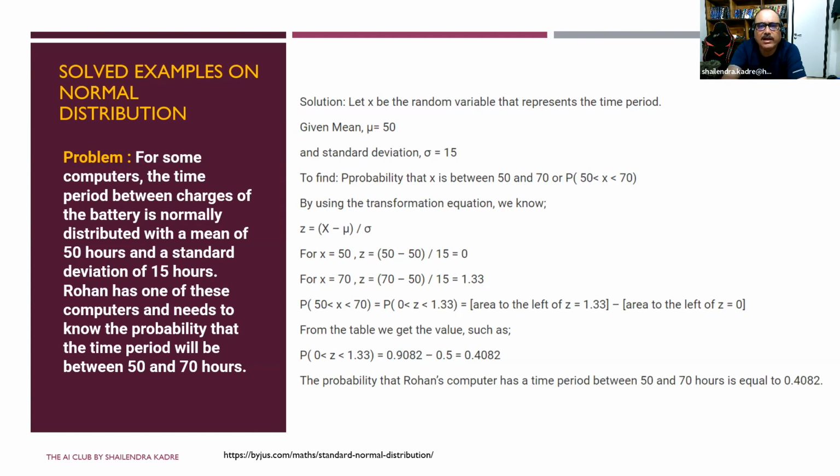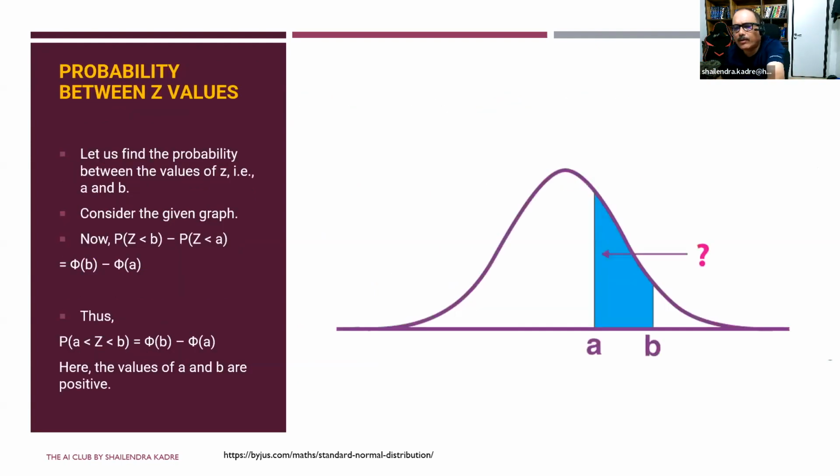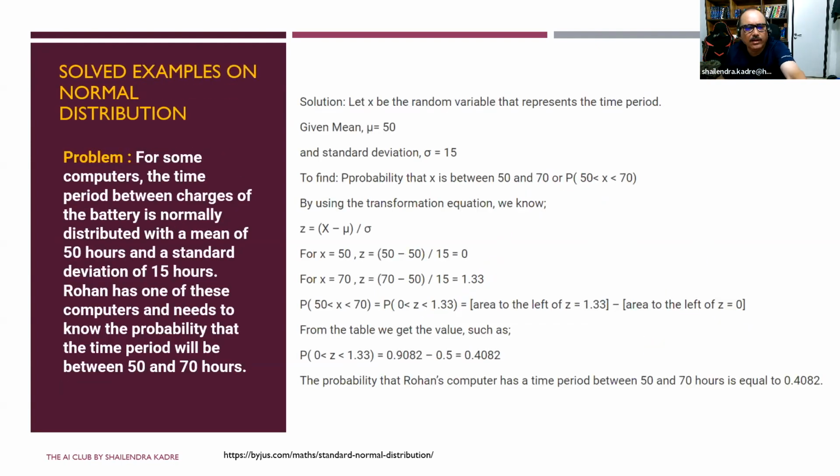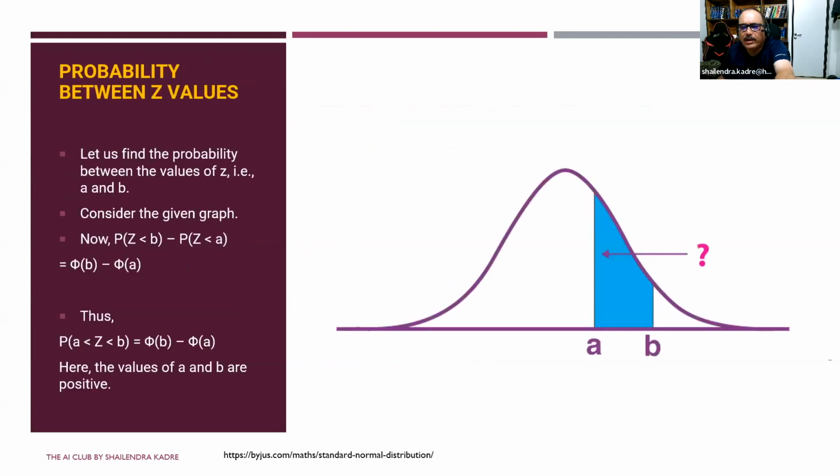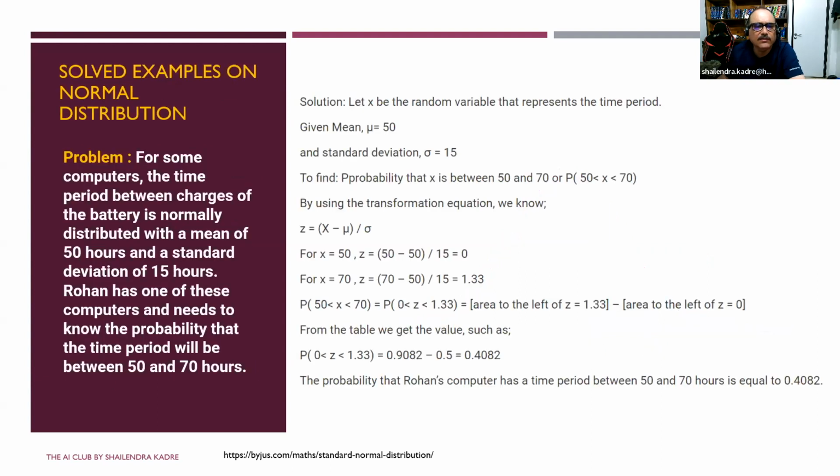Rohan is a guy who has a computer and wants to know the probability of his battery lasting between 50 and 70 hours. So that's what he wants to find out. Here a equals 50 and b equals 70. What is the mean? Mean is 50. What is the standard deviation? 15.